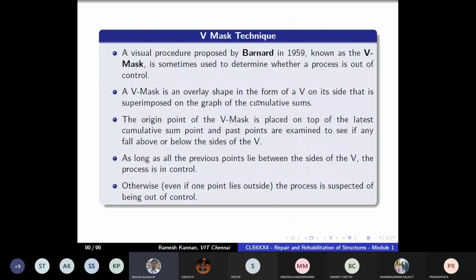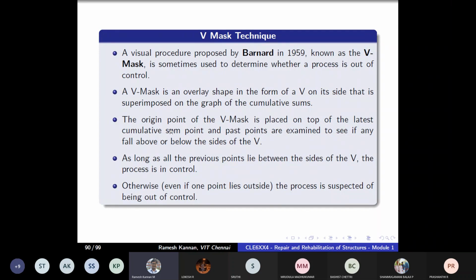So this is very interesting. Why I wanted to teach this CUSUM chart separately in a class is that it's very important, because be it concrete quality control or any production quality control or whatever, this plays a huge role. So V mask technique plays a huge role. It was developed by Barnard in 1959, and it forms in the shape of V. That is why we call it a V mask technique.